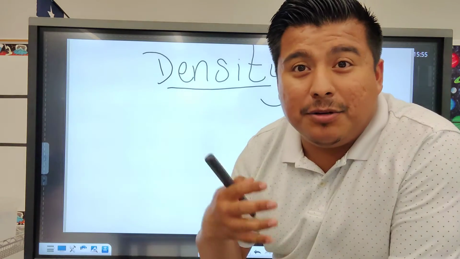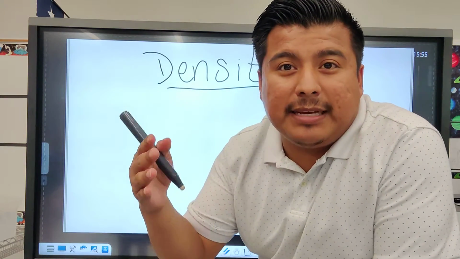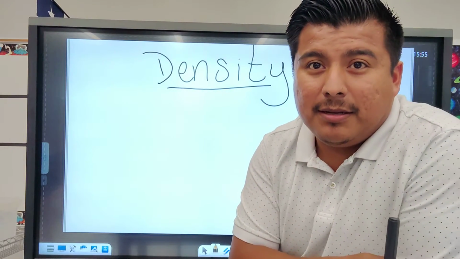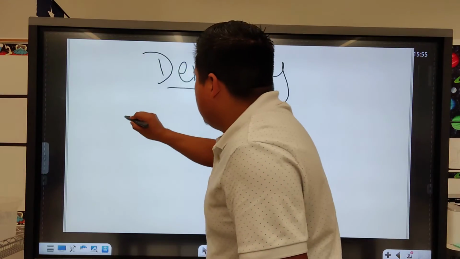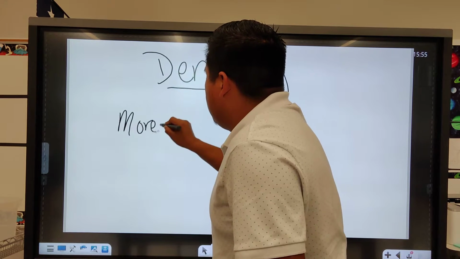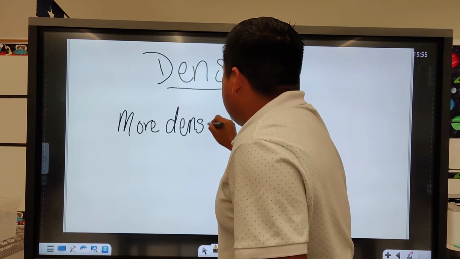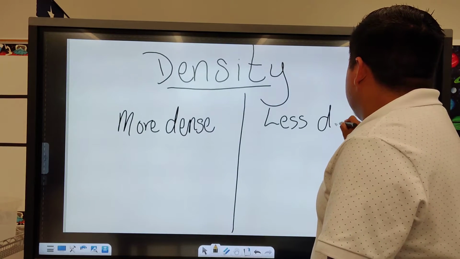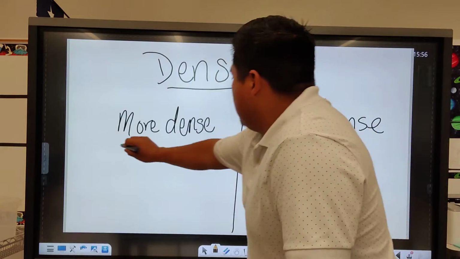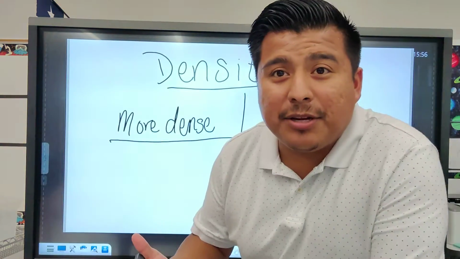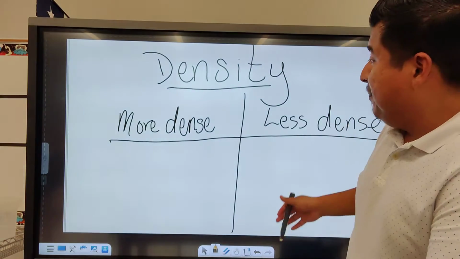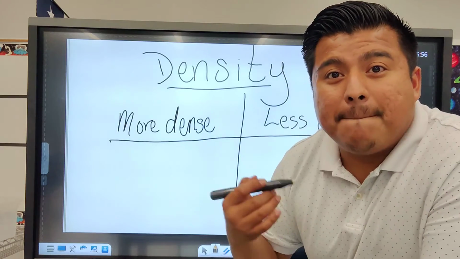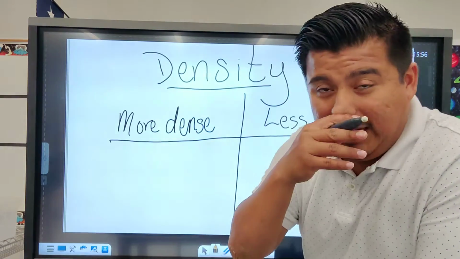Density, usually you can sort things out in two ways, either more dense or less dense. That's basically how you can sort things out. More dense or less dense. If it has more density, that means it has more mass per volume. I'll give you an example.